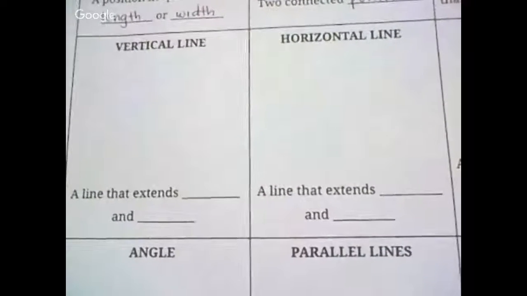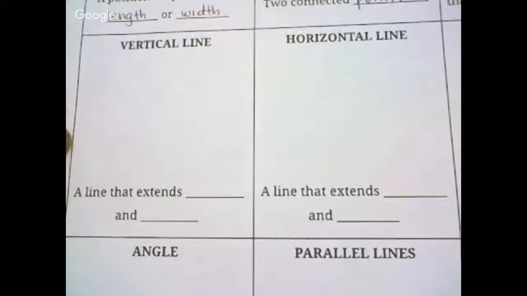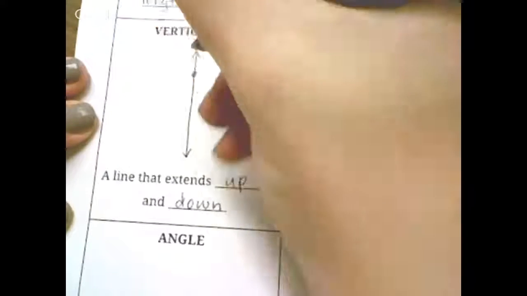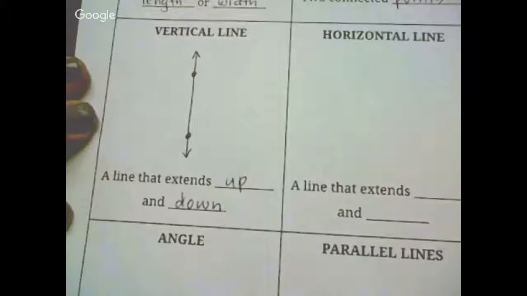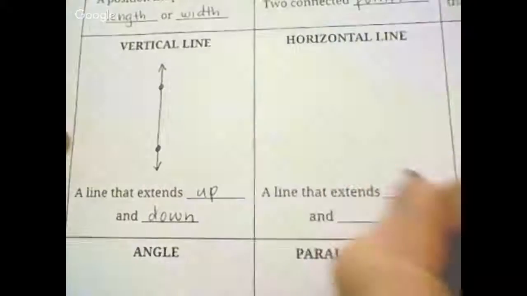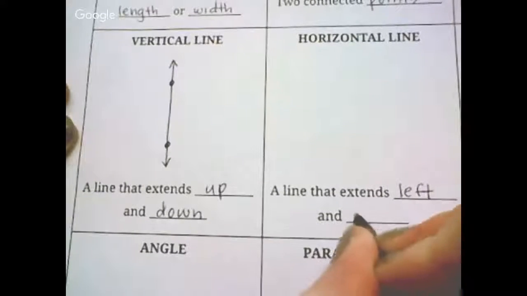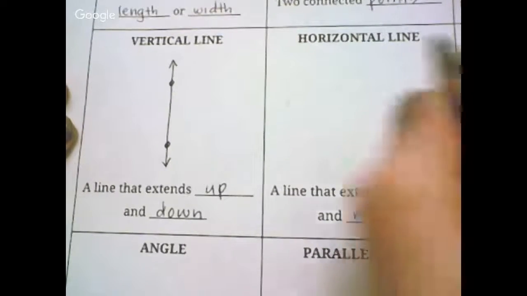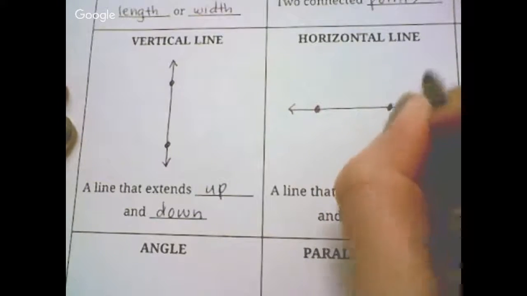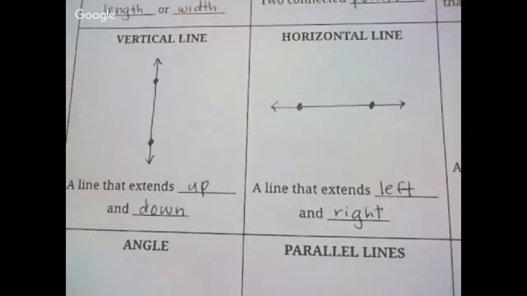And then we can specify 2 types of special lines. A vertical line is the line that extends up and down. So think about when you jump vertically. So a vertical line extends up and down. A horizontal line extends left and right, like the horizon. So this is one that goes directly left and right. So those are my 2 special kinds of lines.